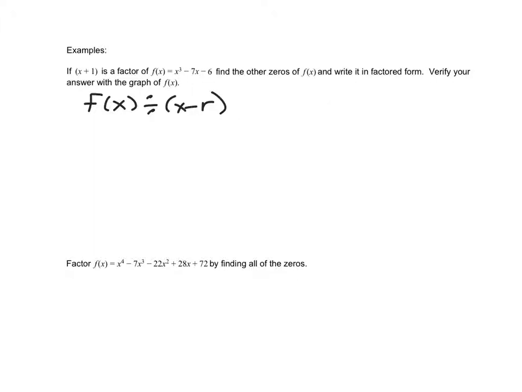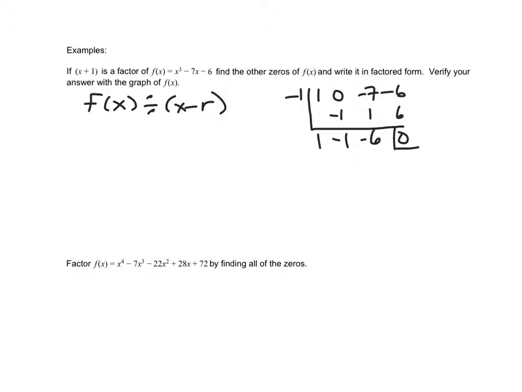So what I'm going to do is divide x cubed minus 7x minus 6 by x plus 1. I'm going to do that synthetically. So negative 1 is my 0. 1, 0, negative 7, negative 6. Notice I put the 0 for the x squared. Bring the 1 down. Negative 1 times 1 is negative 1. 0 and negative 1 is negative 1. Negative 1 times negative 1 is 1. Negative 7 plus 1 is negative 6. Negative 1 times negative 6 is 6. Remainder of 0. Not surprising.